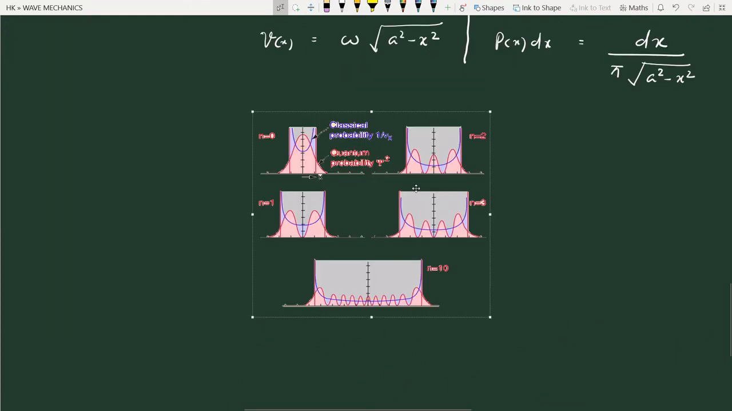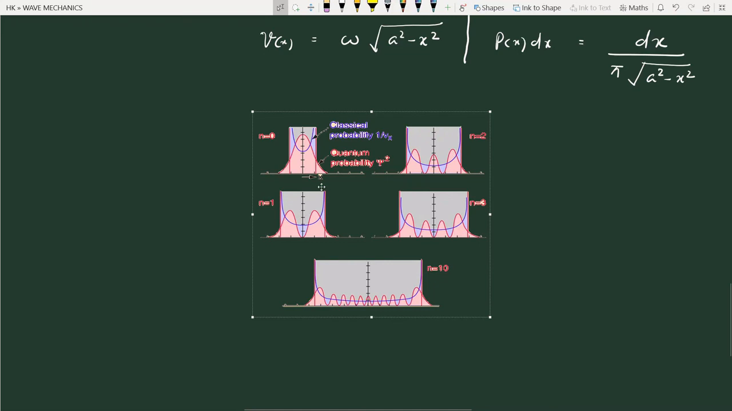Now I have copied from the net a plot here showing the comparison of classical probability and quantum probability. Look at the n equal to 0 state. This violet curve represents classical probability, as you have seen here, and this reddish curve represents quantum probability. Its area is also shown here. So there is a very large contrast between classical probability and quantum probability. Classical probability is inversely proportional to velocity.